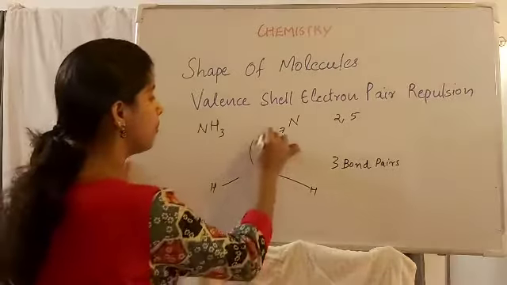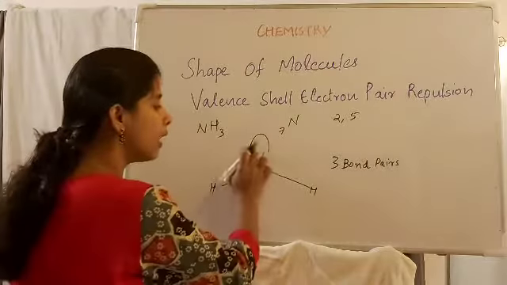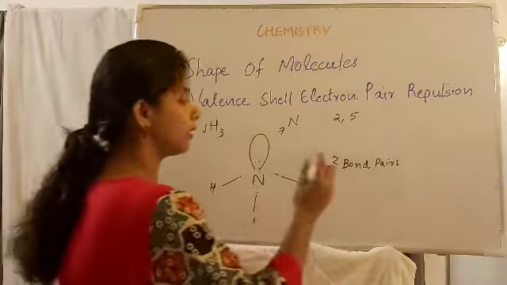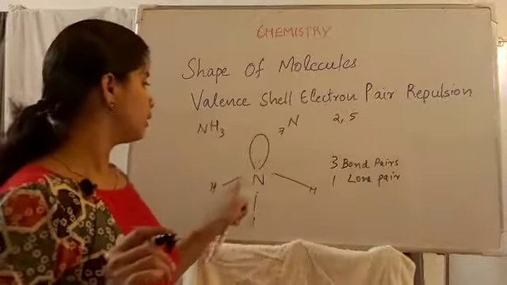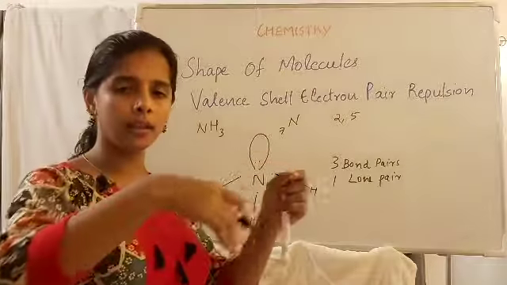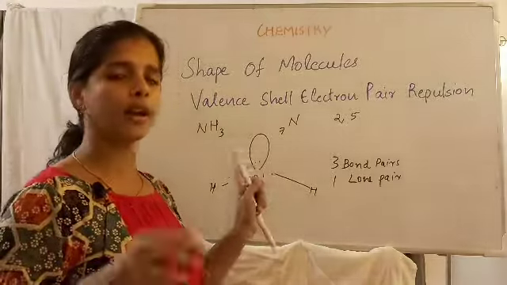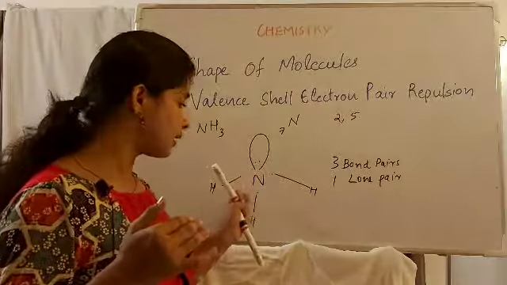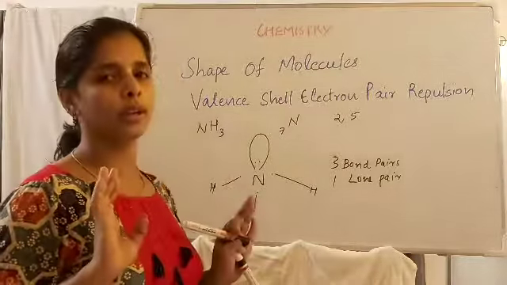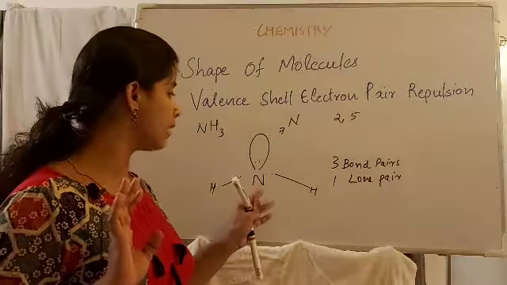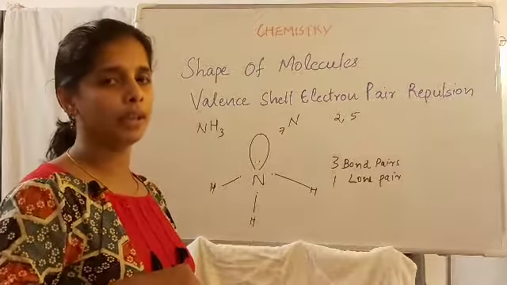And there is one more electron pair here, and it is the lone pair of electrons. So one lone pair is also present here. We know that 4 electron pairs can be arranged at the corners of a regular tetrahedron. These 4 electron pairs are arranged in such a way that the repulsion is minimum. So the only possible geometry is the regular tetrahedron.